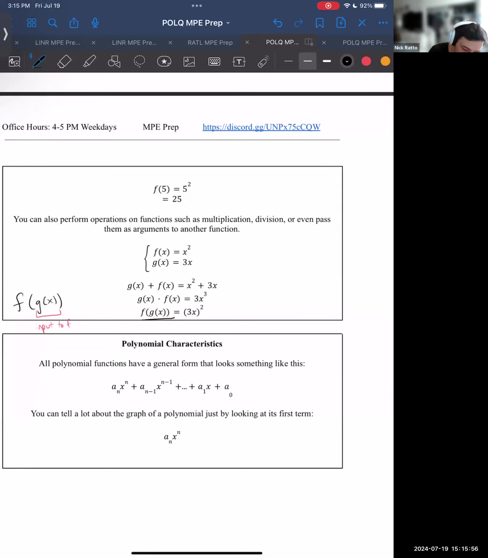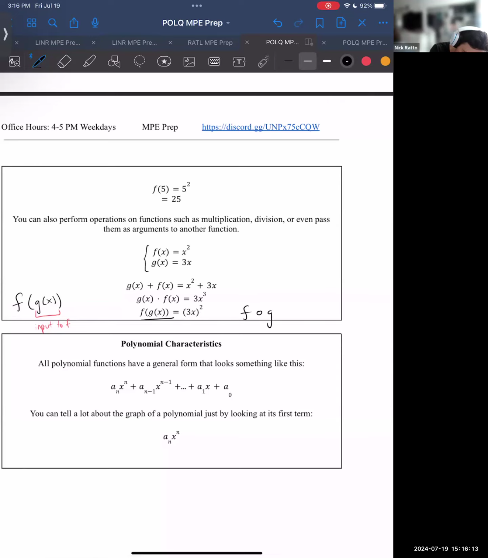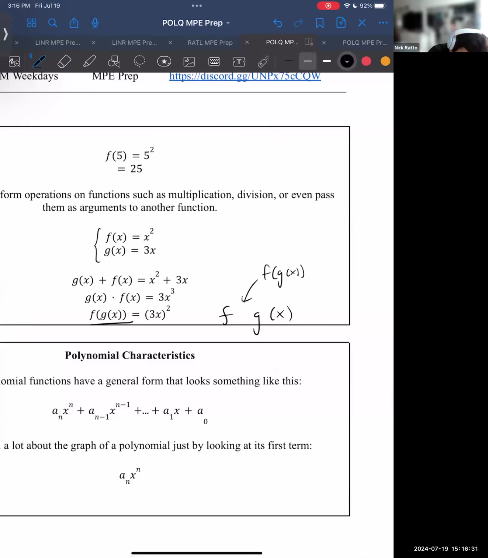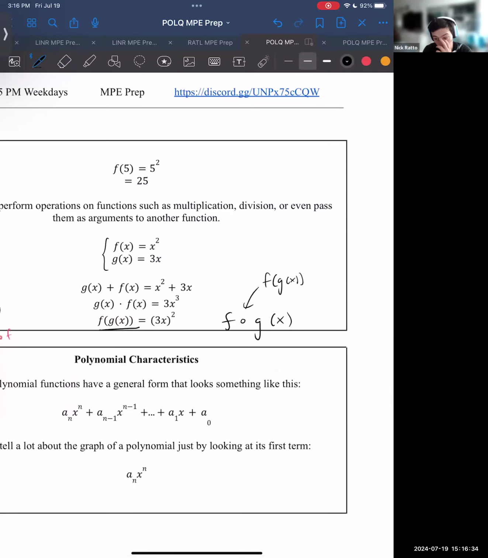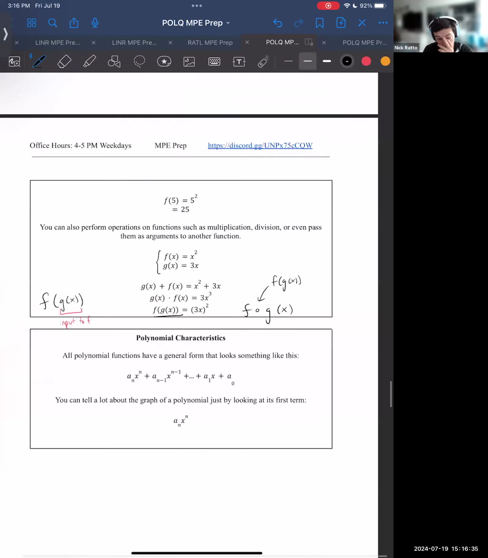A lot of the times this will be written, and I really hope this is the right order, but this will be written like this, where this little circle denotes f of g of x. So if you ever see that circle like so, I know here it looks like the word fog, but really that's just supposed to be a little open circle, which means composed. Okay, so just a little detour, a little review there with some terminology on functions, before we move on to what the polynomial graphs look like.